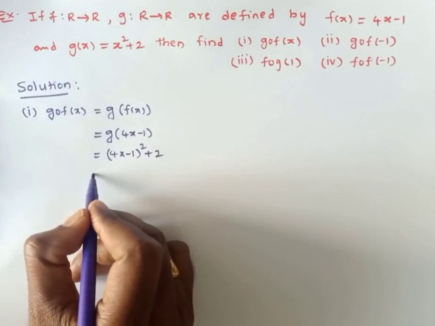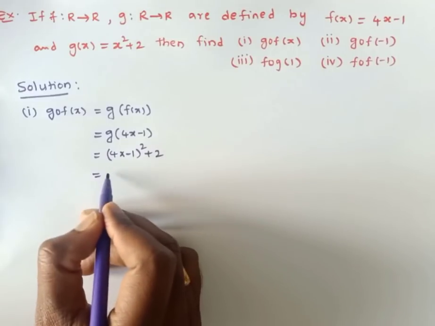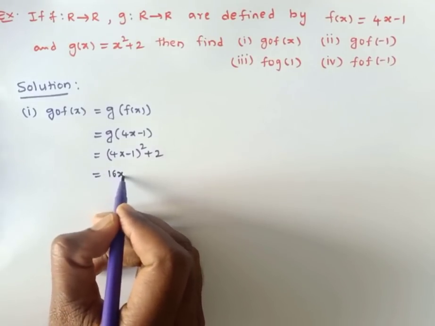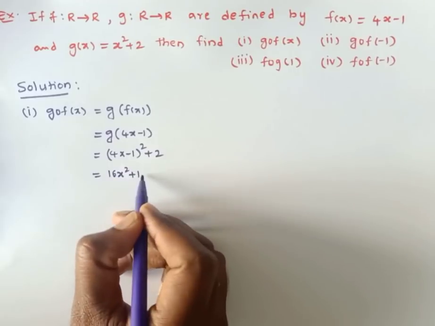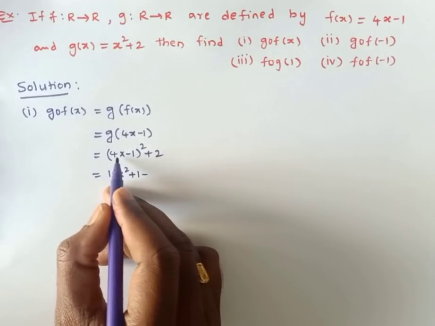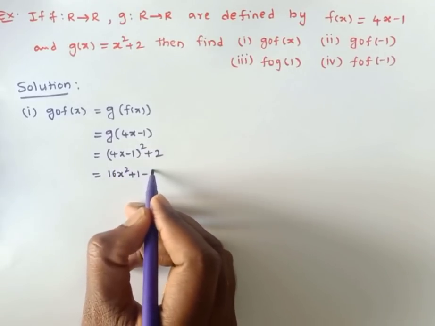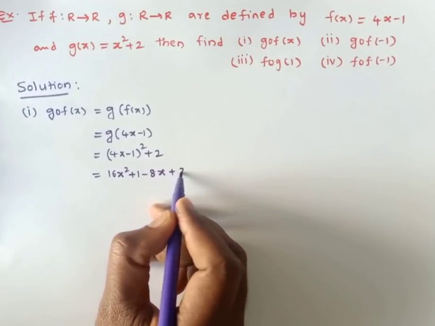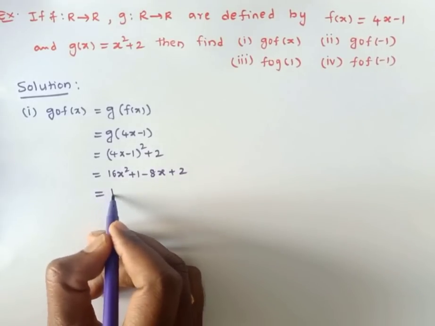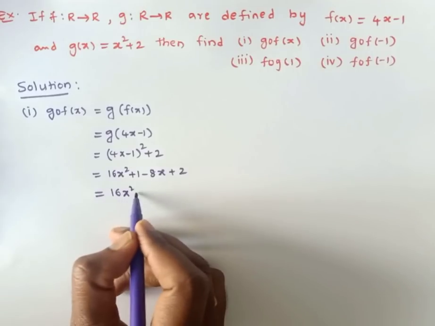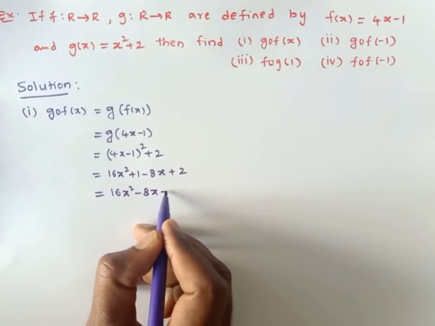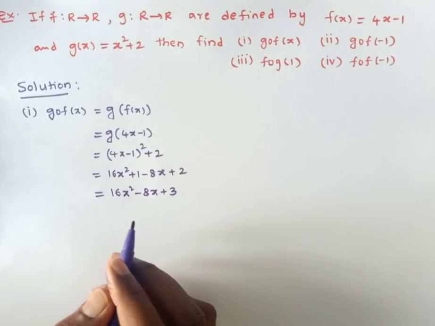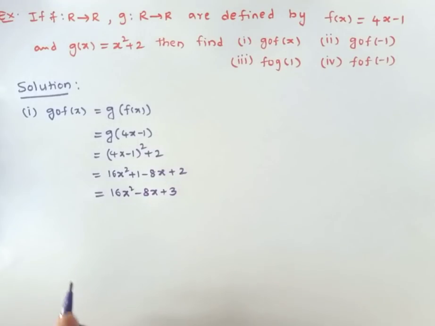Now expand this. This is the a minus b whole square form, so that it is 16x square plus 1 minus 2ab, 2 into 4x into minus 1, that is 8x, plus 2. So finally this is 16x square minus 8x plus 3. So g circle f of x is this one.